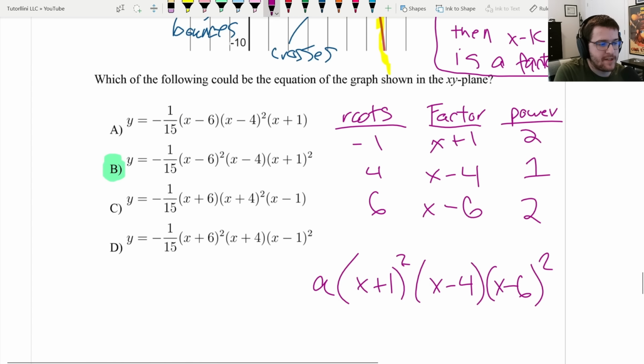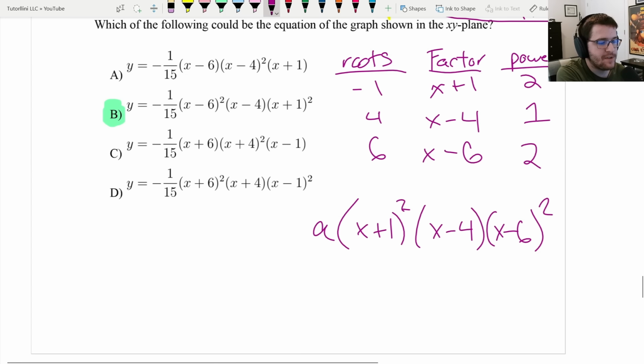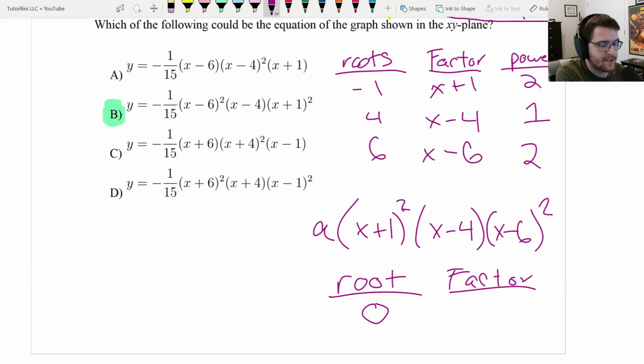One last thing I want to highlight before we move on is people always seem to be confused by this. If the root is 0, the factor would be x minus 0. x minus 0 is just x, guys. So you'll see that often kind of in front. They'll just plop an x in front. That just means the root that goes with that factor is 0. Remember, x minus 0 is just x. Subtracting by 0 doesn't do anything.